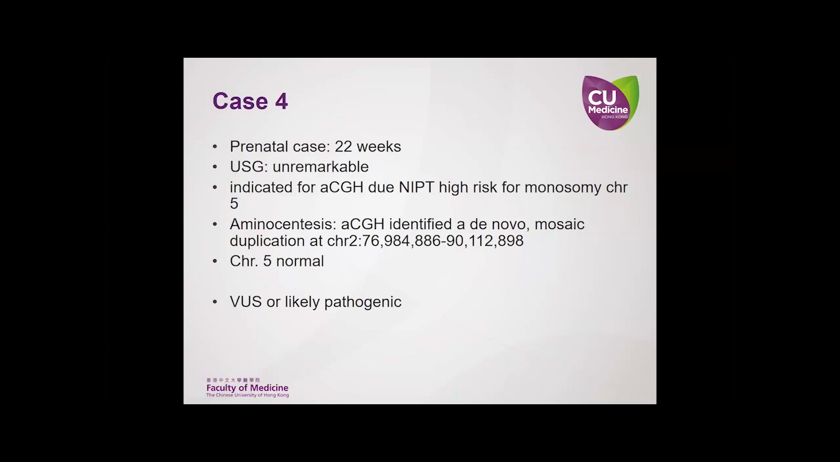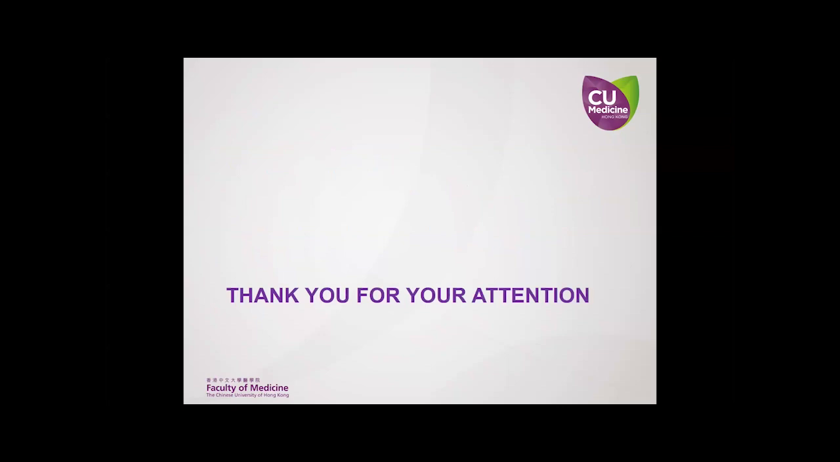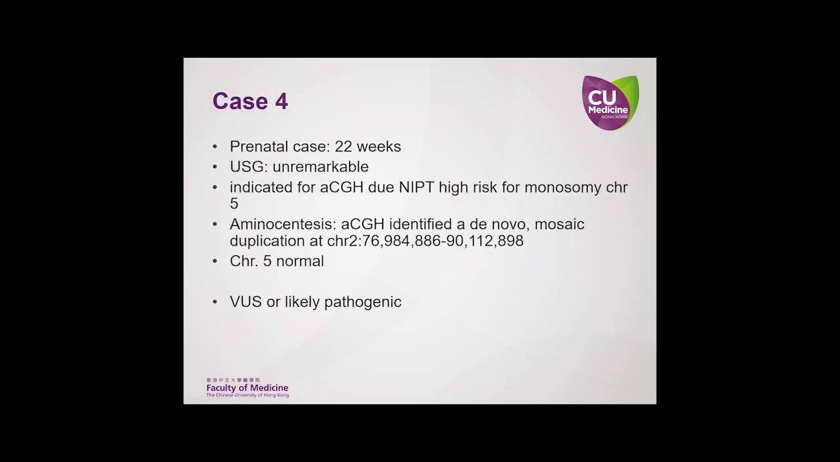And later on, the amniocentesis showed that chromosome 5 is actually normal, but the microarray is showing that there is a de novo mosaic duplication of chromosome 2, which could be a VUS, could be a likely pathogenic disorder. This is the last slide that I bring up this case to talk about. It is not to talk about the exact clinical presentations for chromosome 2 duplications. It is that we do see quite a number of patients with antenatal genetic diagnosis.